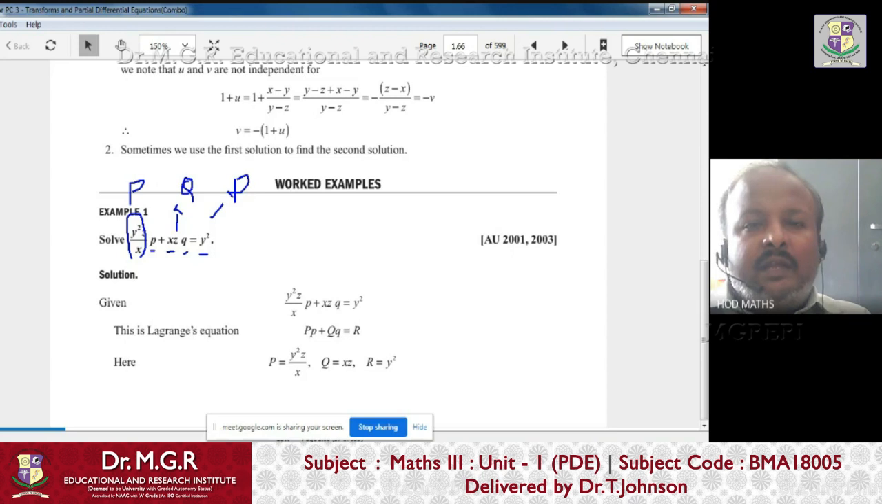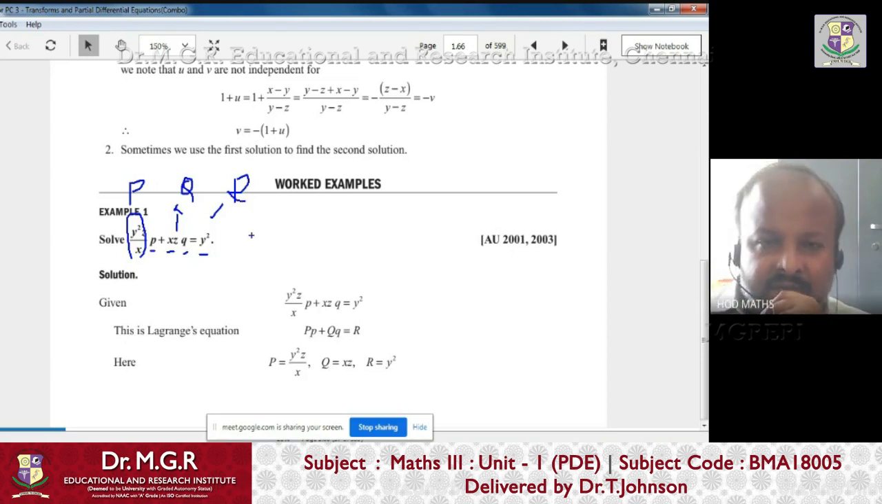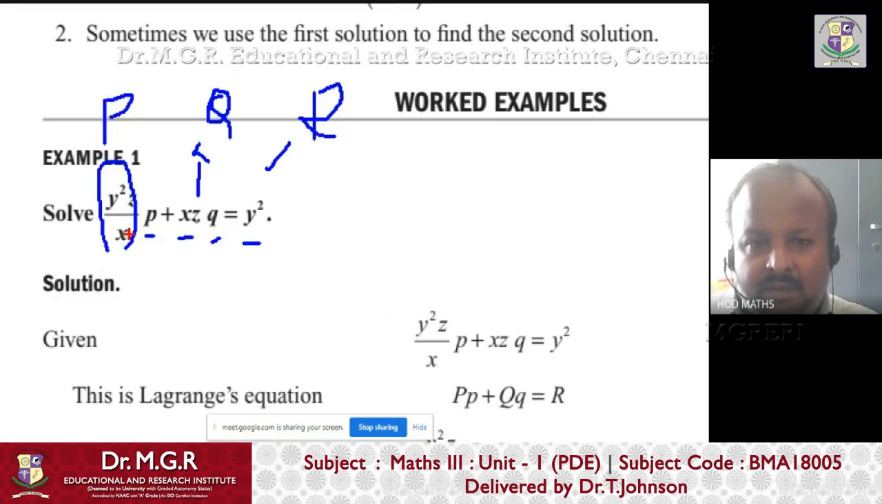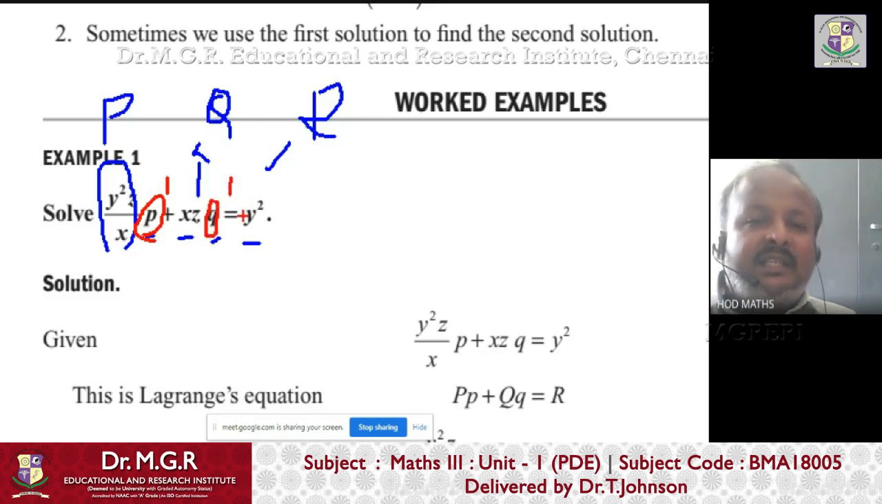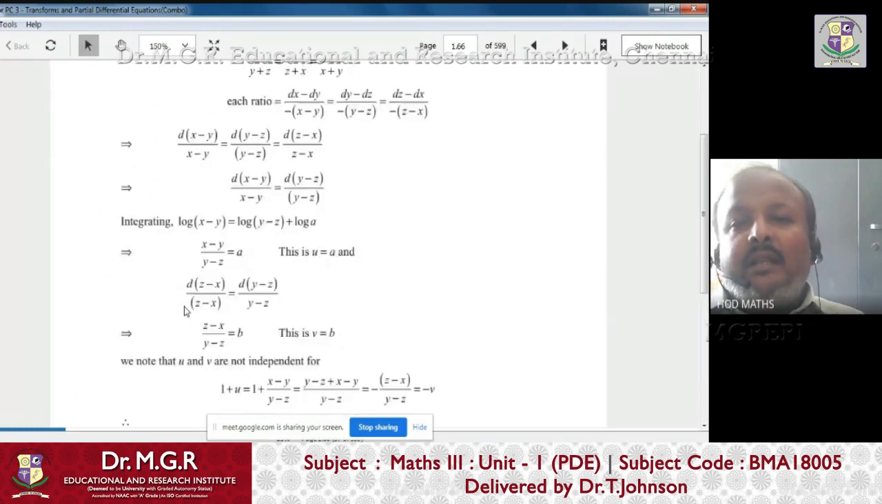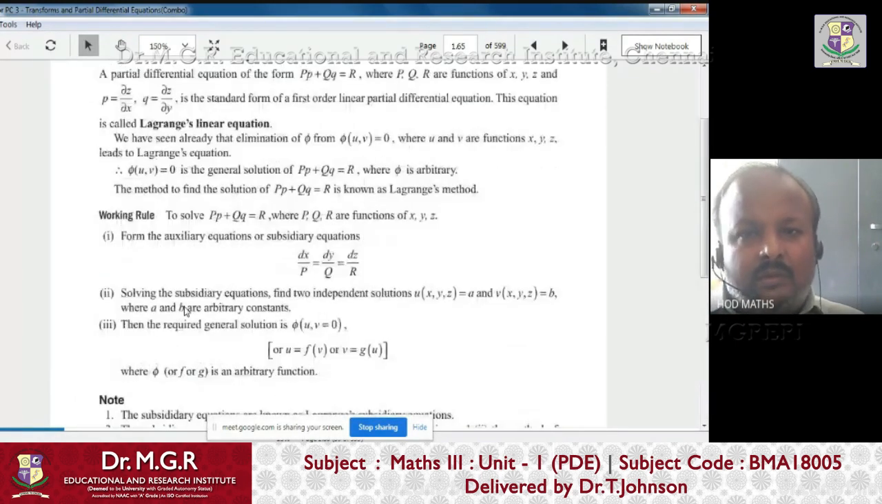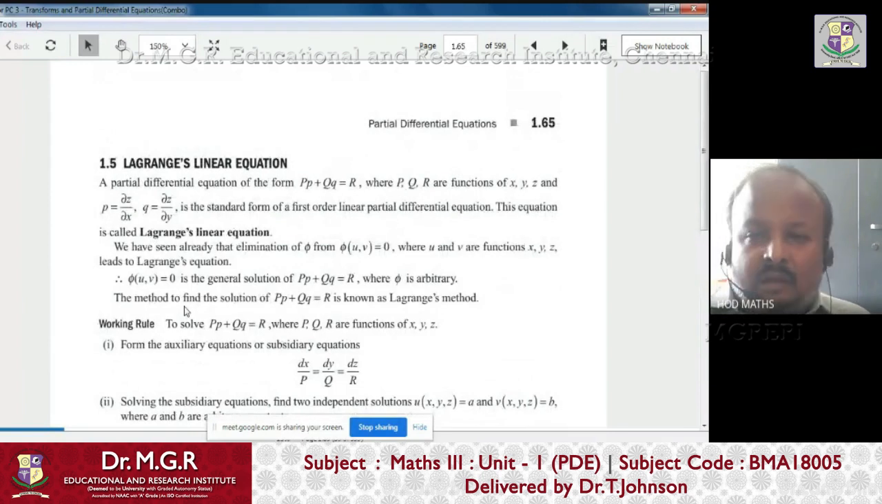So whenever an equation is of this form, where the first order partial derivatives occur only one time, and are also of power 1, then there is a standard procedure to solve this problem. That procedure I will explain to you. By solving this, we will get a solution of this equation. That solution is nothing but the general solution of the PDE.